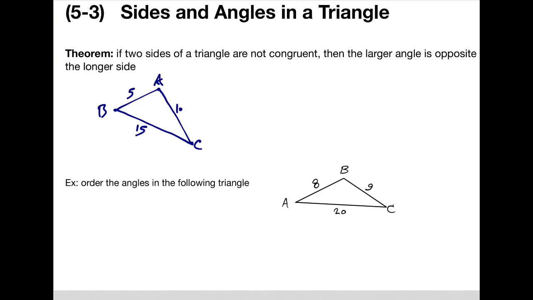In other words, if you want to order the angles of this triangle, you can easily order them in this way. So first order the sides. AB is the shortest side here. After AB we have AC, and after AC we have BC, which is the longest side. Now the angle which is opposite to AB is angle C. So angle C is the shortest angle in this triangle. That's the shortest one.